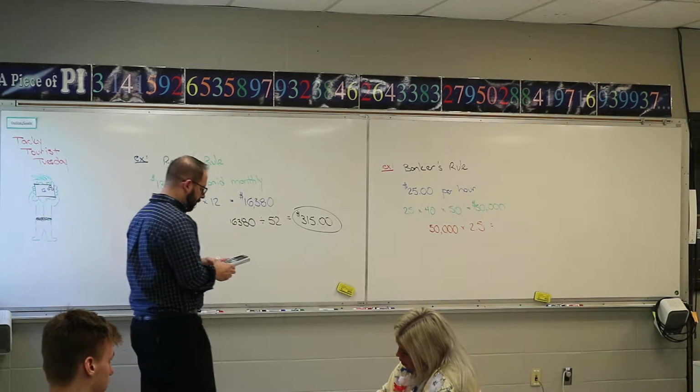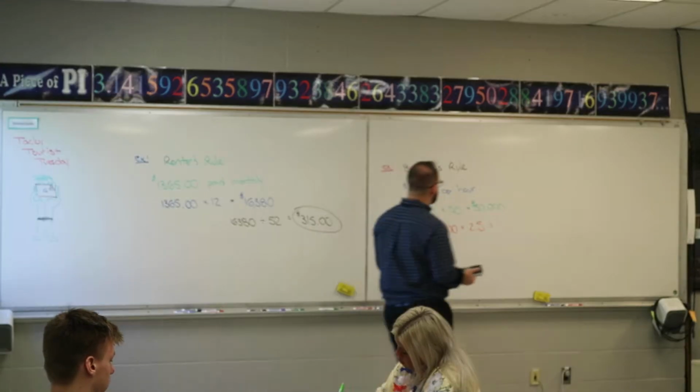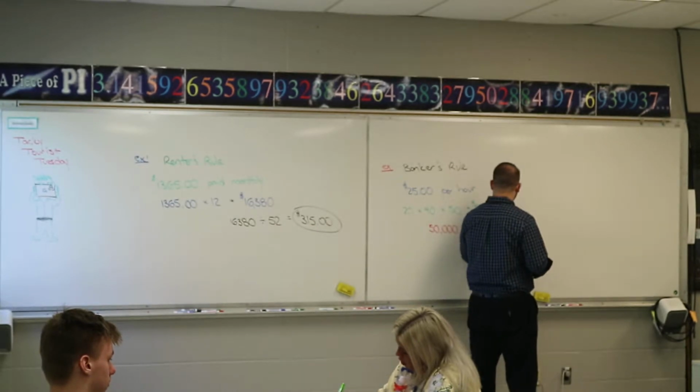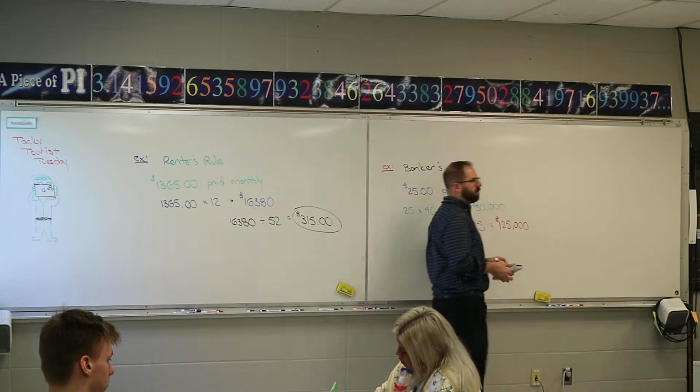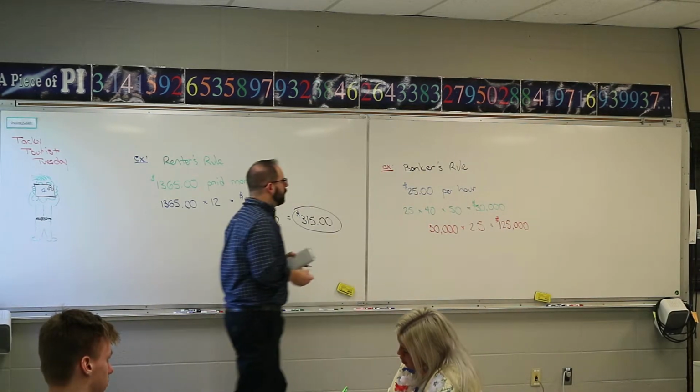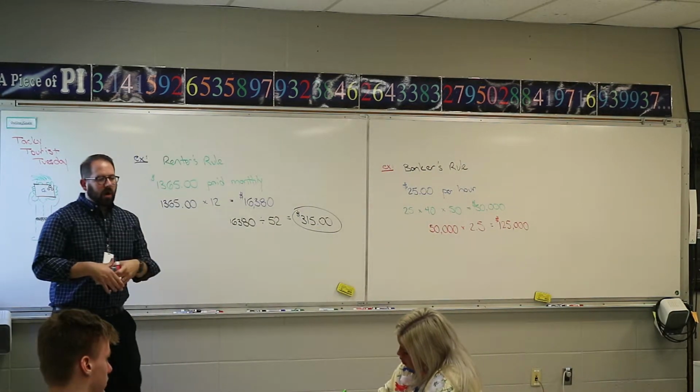So if I take that times 2.5, I'm looking at $125,000. That's the type of house I can afford. That's my mortgage that they'll give me a loan for. Questions on that?